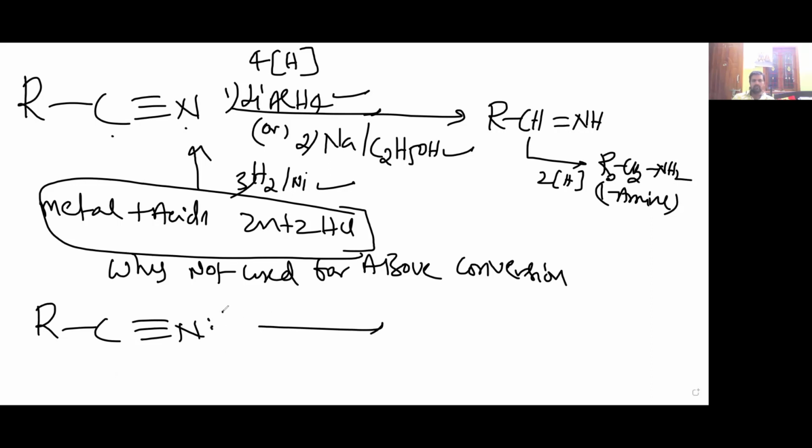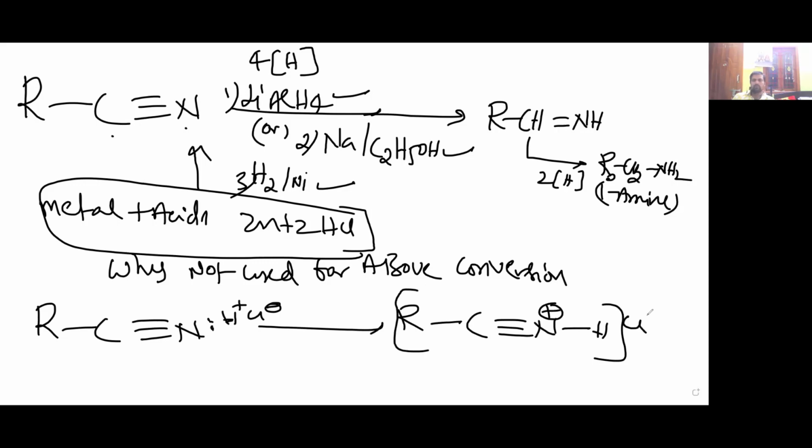1 hydrogen is connected to RC triple bond NH, because acid is there, no? Immediately the lone pair gets protonated. Then you are going to get this product. Because Zn/HCl is there, the reaction does not take place further. First HCl is protonated with the nitrogen lone pair and forms like this. But you are not getting the primary amine. You are getting this one with metal acid.